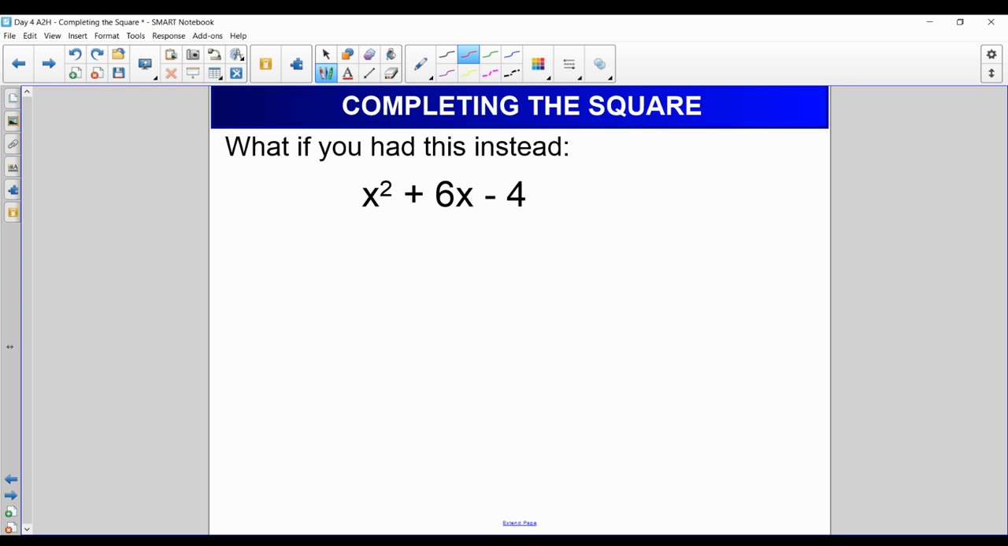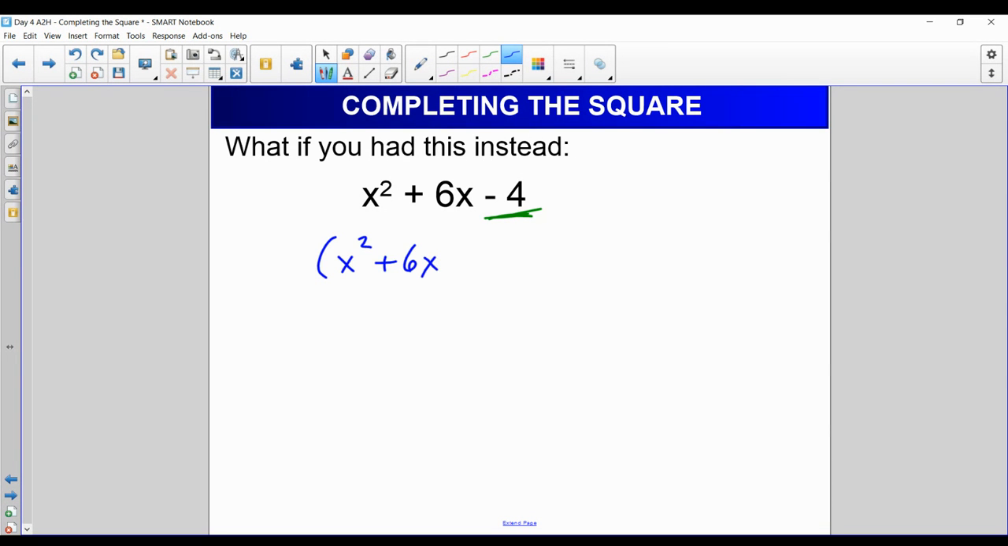When we were practicing completing the square, we were just trying to figure out the number that allowed you to create the perfect square. So what if instead of not having anything out here, I already have a number? So it isn't any more difficult. What we're going to do is just set it up to look exactly the same.